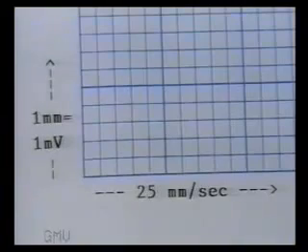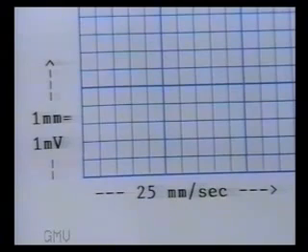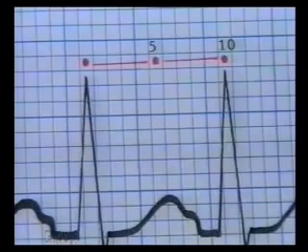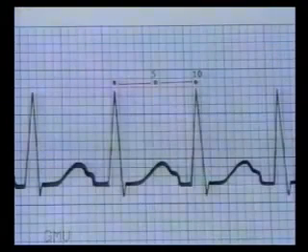The standard ECG paper runs at a rate of 25 millimeters per second. So each small square represents 0.04 seconds and each large square represents 0.2 seconds, and 1500 small squares represent 1 minute. In this ECG, the RR interval measures 10 small squares. So the rate is 1500 divided by 10 equal to 150 per minute.